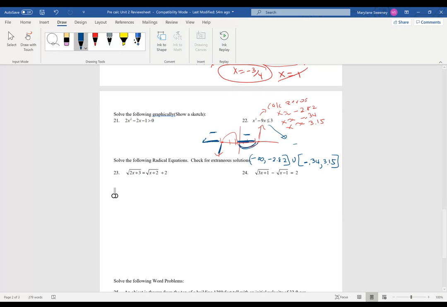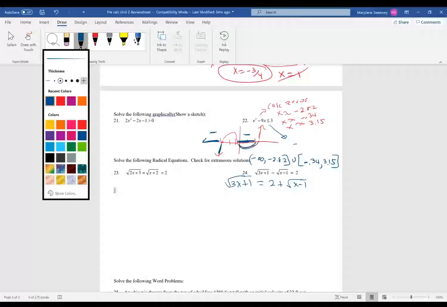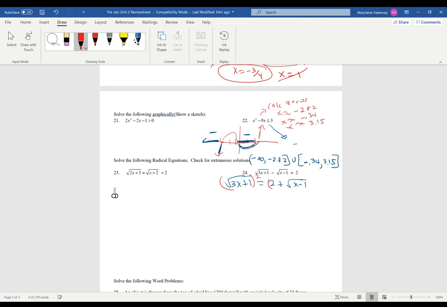Number 24 is a little tricky. You would first have to move that negative radical over. Now, once you do that step, it follows just like the other problem in that you are going to square both sides, which will get rid of the radical on the left. It will not get rid of the radical on the right. You'll have to write that one out twice.